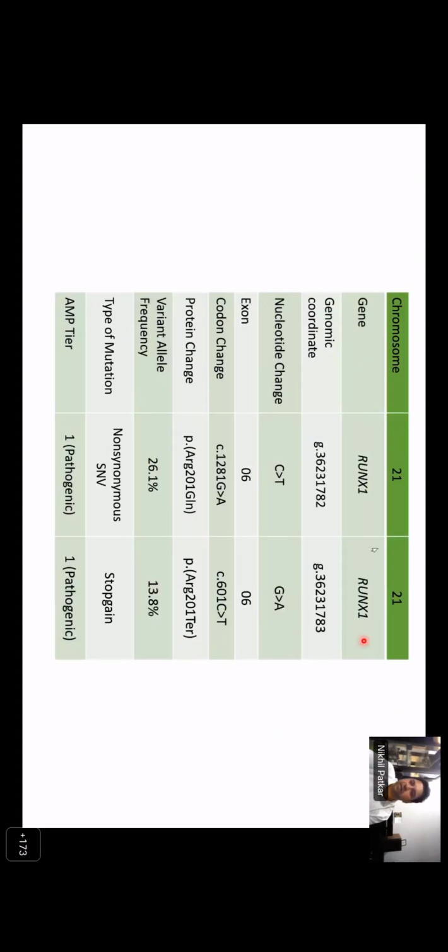Anjali, can you speak on the NGS findings? Yes, sir. The NGS shows 2 mutations in the gene RUNX1. You don't have to say the chromosome, just summarize which gene it is. They both are pathogenic, and both appear to occur at the same locus. Both of them have different VAFs. One is at 26%, and another is at 13%.